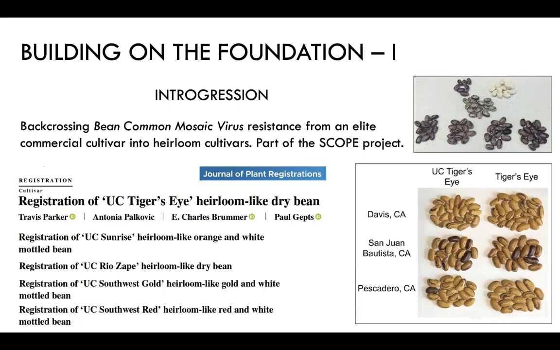And in the process of backcrossing, he brought along the virus resistance, recovered the coat colors, and in some cases improved other traits like yield or plant type. And these have resulted in a series of cultivar releases out of this program. These are all public releases from this SCOPE project that was funded by the Organic Research and Education Program.